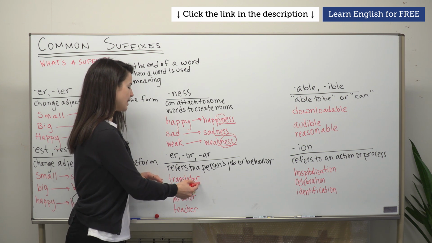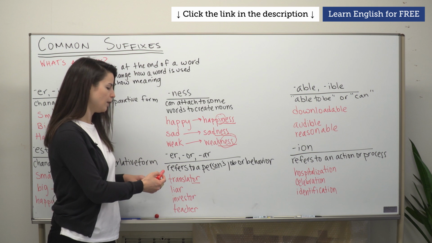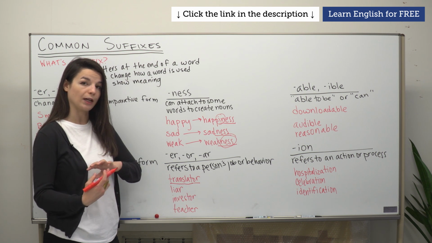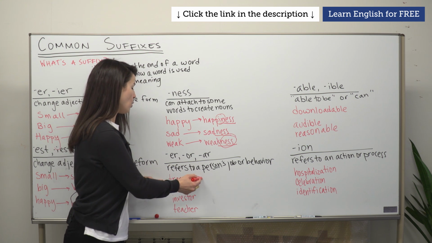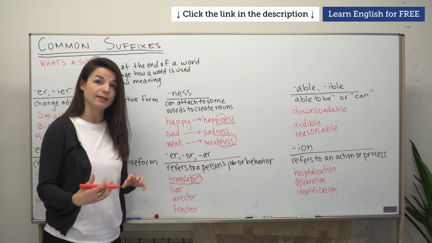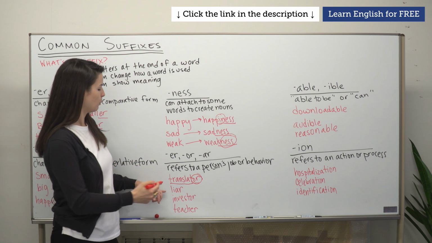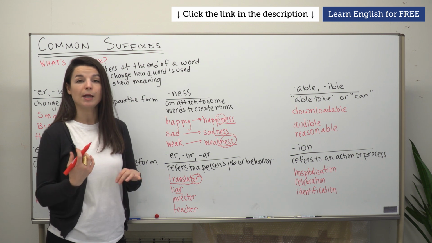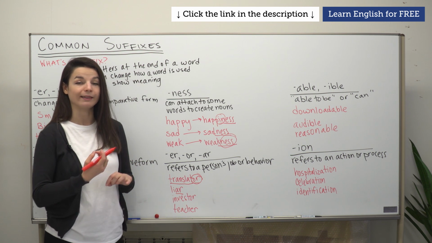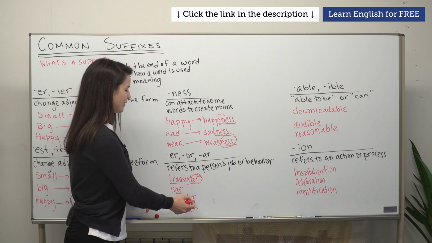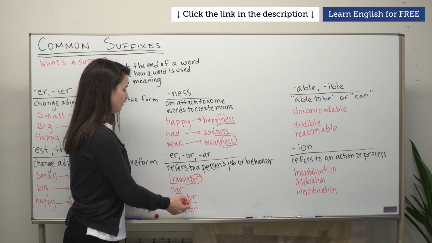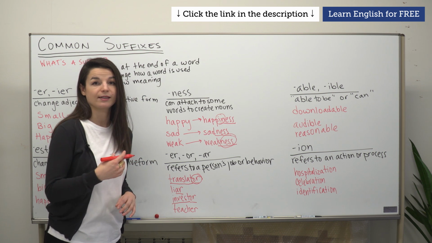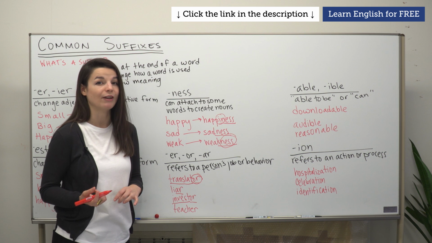First one, translator. So or is the suffix here. The root is translate. So to translate, to change words from one language to another. So or shows it's a person who does that, a person who has that role. One more, liar. Here we see the ar suffix, liar. In other words, a person who lies is a liar. One more example, investor. Here again we see the or suffix. The root is invest, so one who invests. A person who invests is an investor.